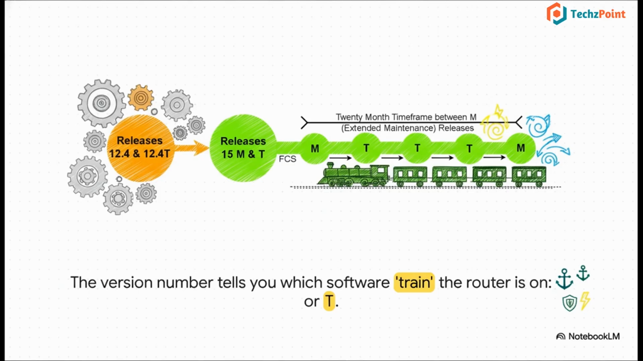You see, there are two main trains. The M train stands for extended maintenance. These are your super stable, long-term releases that you can rely on for years. The T train, on the other hand, is the standard release. That's where you find all the latest and greatest features, but it's for shorter deployment cycles. Choosing the right train is a huge decision when it comes to network stability.